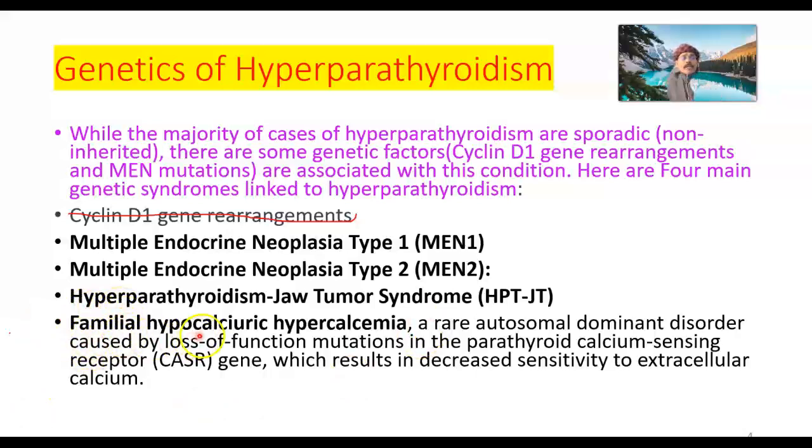hyperparathyroidism. Familial hypocalciuric hypercalcemia is a rare autosomal dominant disorder caused by loss of function mutation in the parathyroid calcium sensing receptor gene, which results in decreased sensitivity to extracellular calcium. So that is the familial hypocalciuric hypercalcemia.